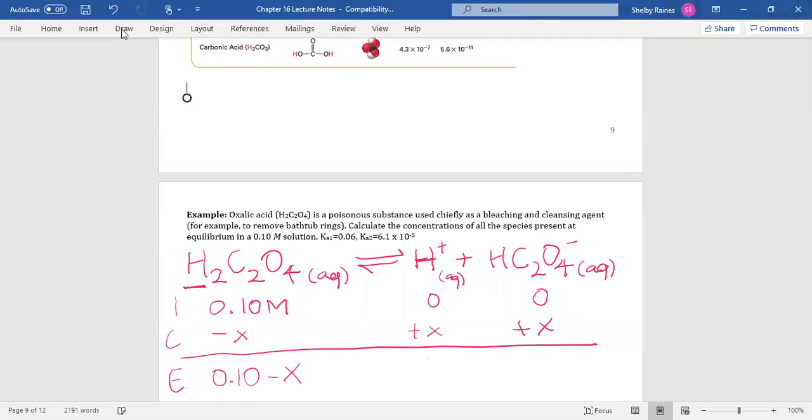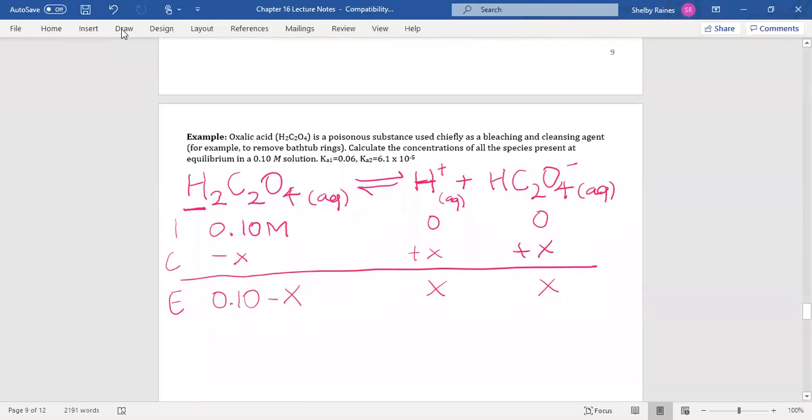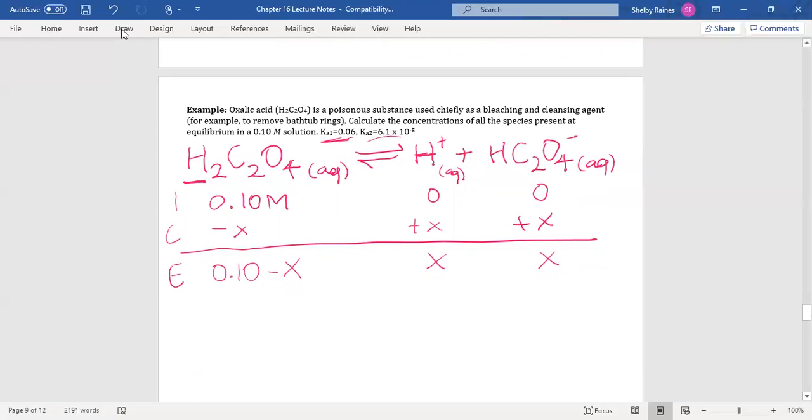Bet y'all are tired of ice tables. I know that I usually get tired of them about this time. And we skipped chapter 17 because that's even more ice tables. So be thankful.